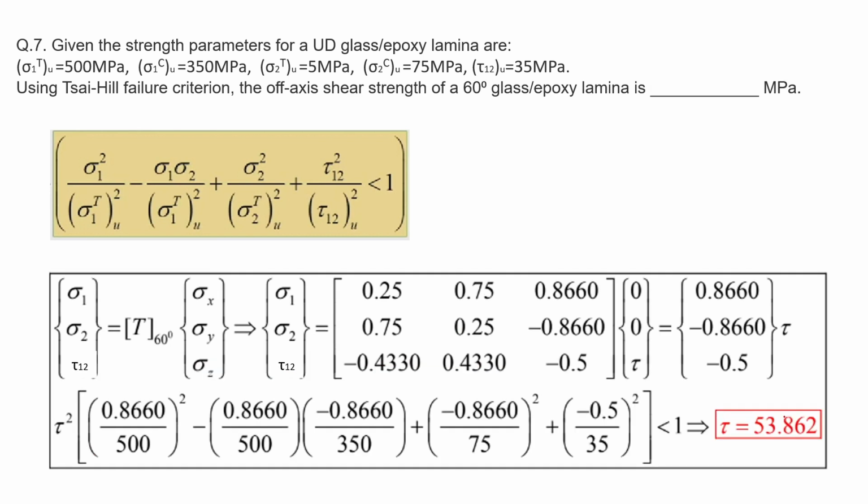Next question is a similar one, but here they are talking about off-axis shear stress. So again, here we will take the shear stress as non-zero and all the other stresses as equal to 0. And from that, we will put the value with respect to shear stress as tau and equate it to less than 1. And from that, we can get the value of shear stress.